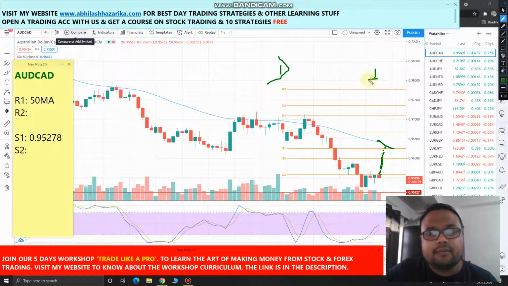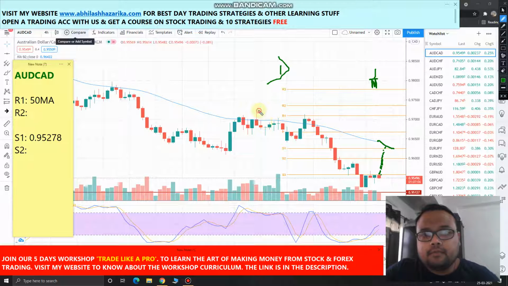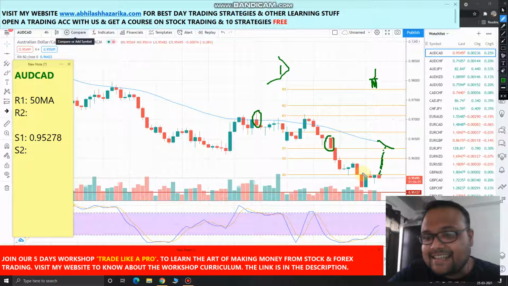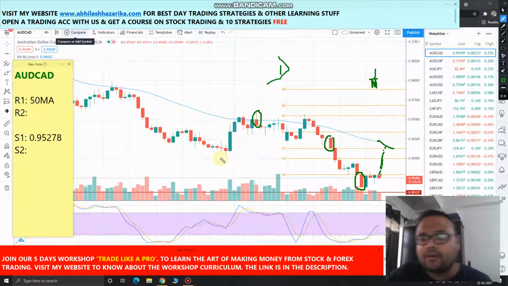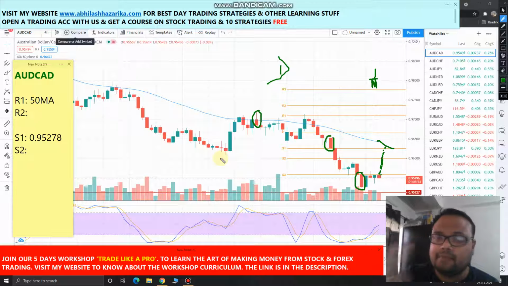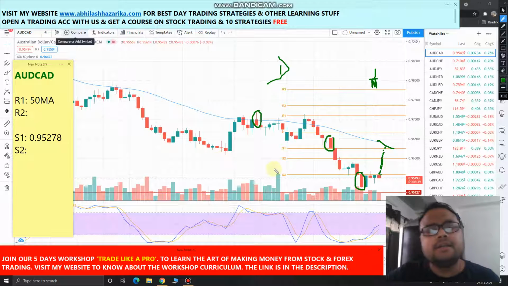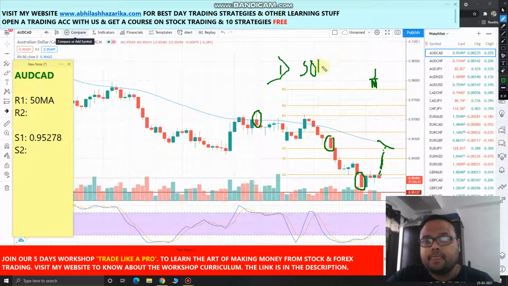Your confirmation can be in the form of a shooting star kind of pattern, or a red fat candle like this, or a bearish engulfing pattern, whatever. Once you get the confirmation that yes, the time has come and the market will go down, then just short the market below the 50 moving average.